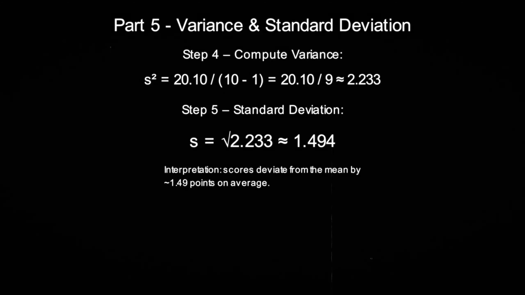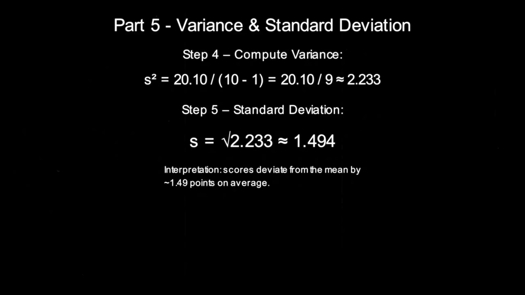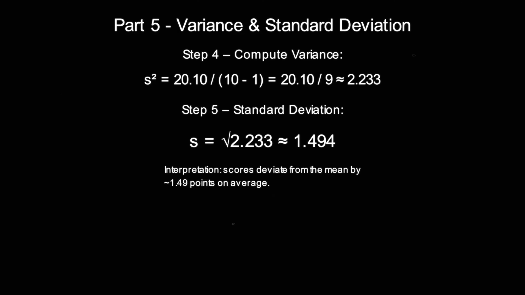Interpretation. On average, scores in this dataset deviate from the mean of 7.3 by about 1.49 points. A smaller standard deviation would mean data clusters tightly around the mean. A larger one indicates more spread.